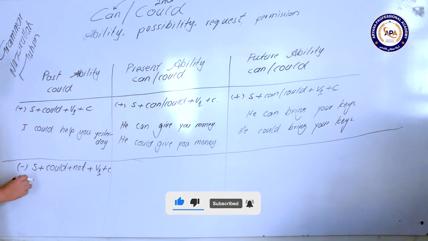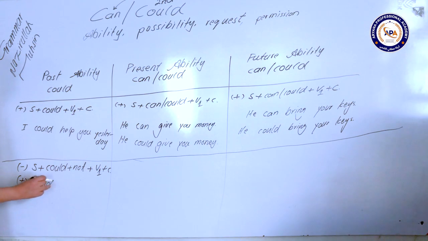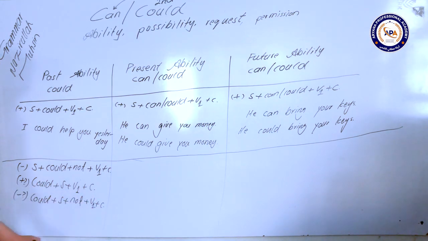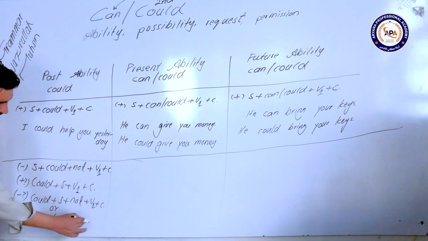In a positive interrogative, we bring could to the beginning, then subject, base form of the verb, then complement. And in a negative interrogative, we use could at the beginning, then subject, then not, base form of the verb, plus complement. Or you can use couldn't, plus subject, plus verb, plus complement.